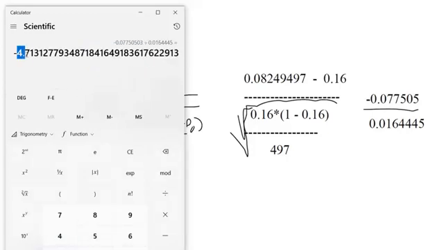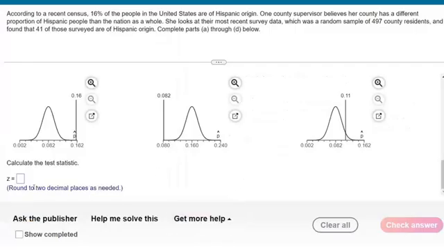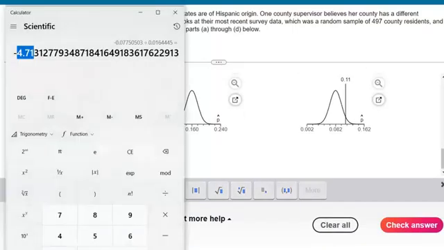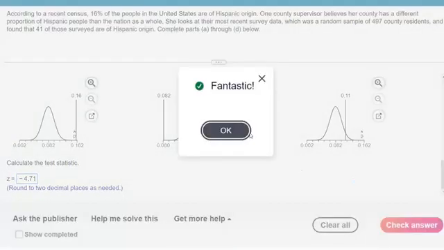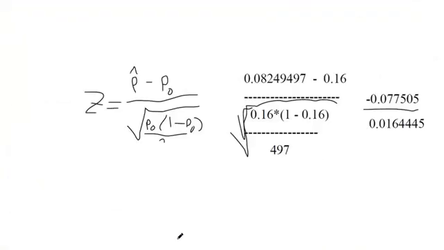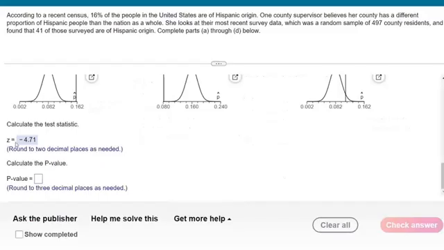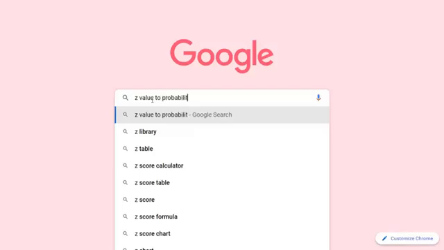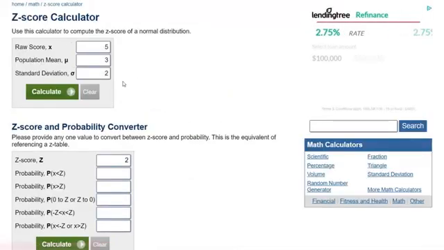So it looks like negative 4.71 is our test statistic. I don't know how many decimals they want. 2 decimals. So negative 4.71. And a p-value, we can get that from an online calculator. What we want to do is take negative 4.71, and we're going to go here. I'm going to go to Google, and I'll type in z value to probability calculator. Because the p-value is telling you the probability that you get this test statistic if the null hypothesis is true.